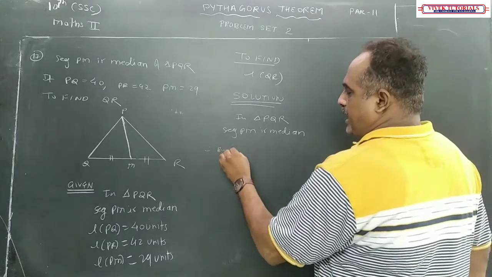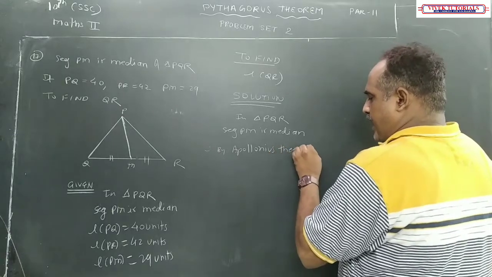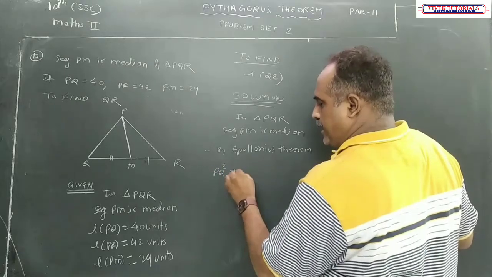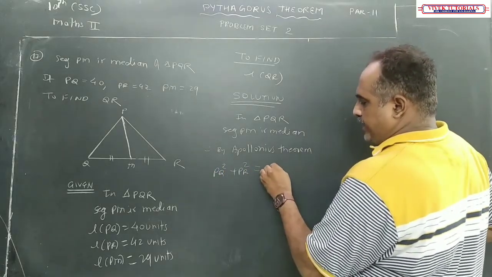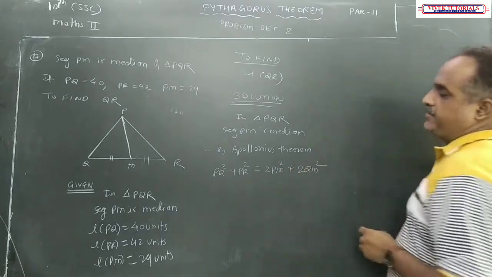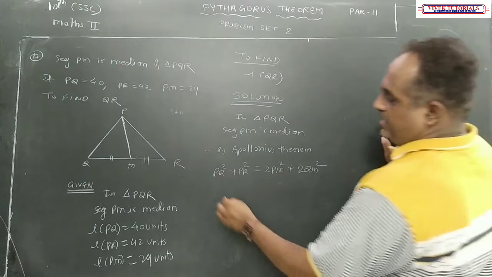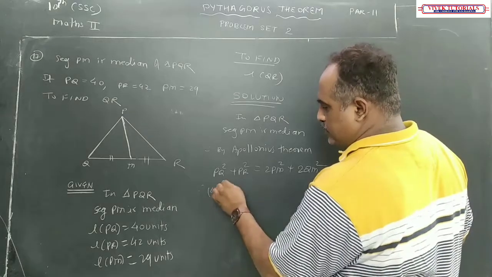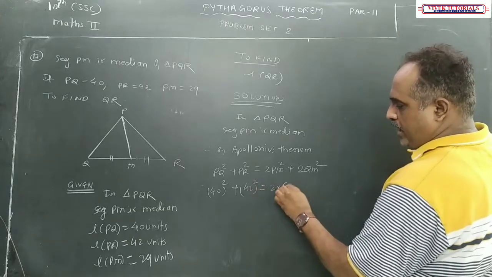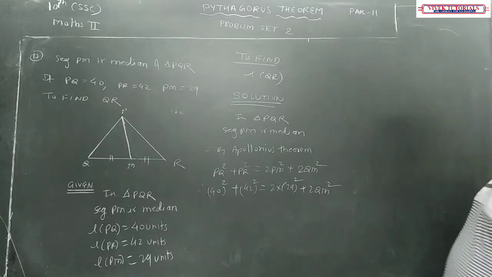Therefore, by Apollonius theorem, I can apply Apollonius theorem as PQ square plus PR square is equal to 2PM square plus 2QM square. Okay, so PQ square, the value of PQ is 40 the whole square, PR is 42 the whole square, 2 into 29 whole square plus 2QM square.